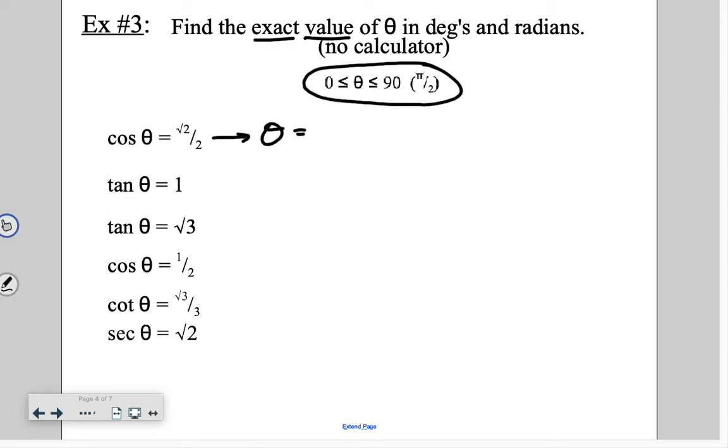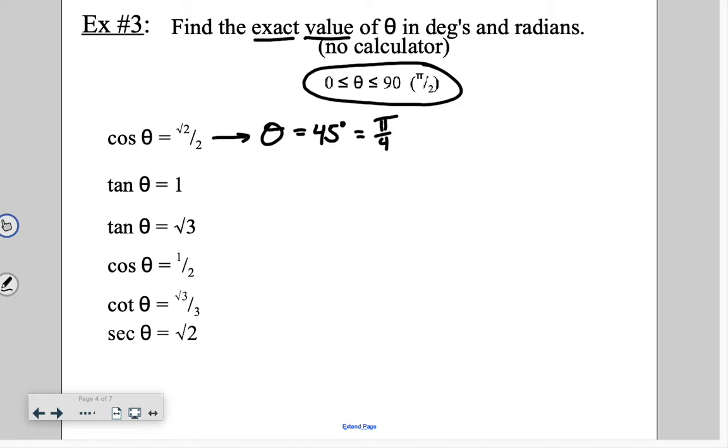Cosine of what angle? 45 degrees. Cosine of 45 is the square root of 2 over 2. 45 degrees, which is pi over 4 radians. That's all that's asking, which angle has a cosine of the square root of 2 over 2. So it's kind of like working in reverse. If you remember back to geometry, inverse trigonometry, cosine -1, sine -1, that's kind of what we're doing. We're working backwards to find the angles now.